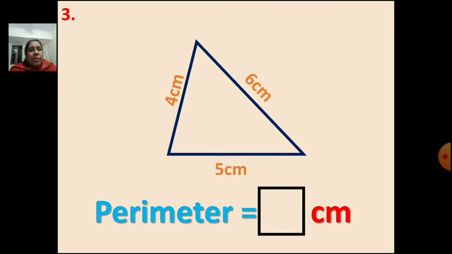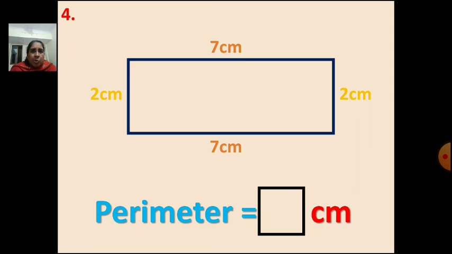So 4 plus 6 is how much? 10. And 10 plus 5 is how much? 15. So what is the answer? Perimeter is equal to dash centimeter. Answer is 15 centimeter. So perimeter of a triangle is equal to how much? 15 centimeter.